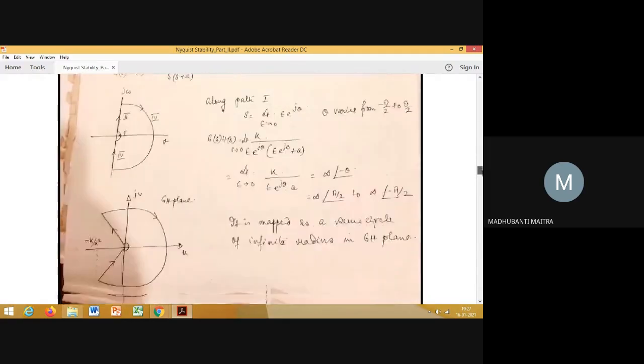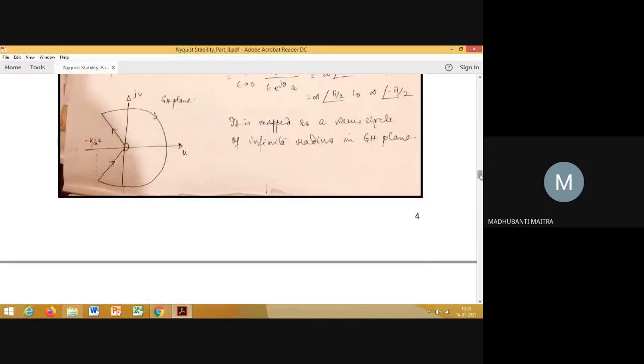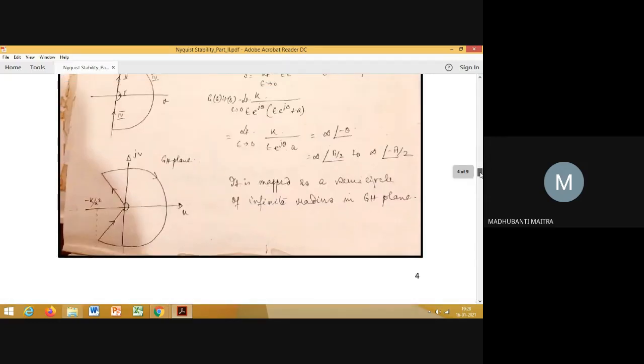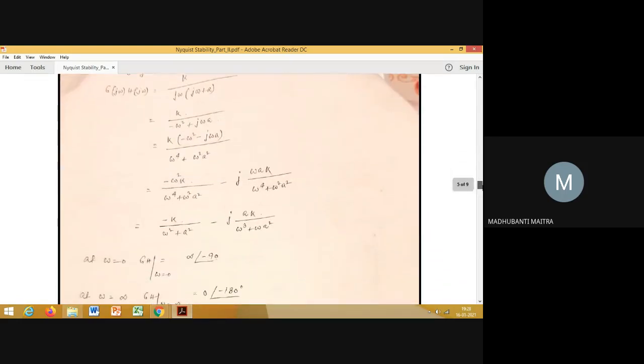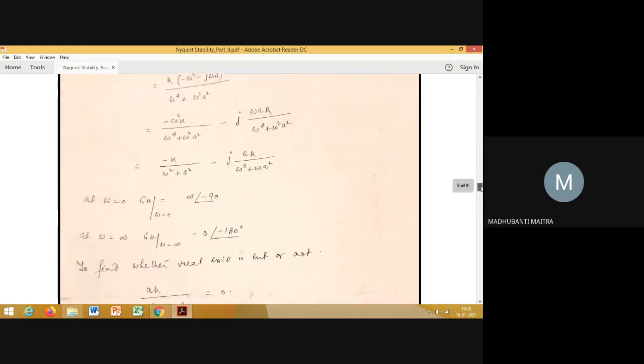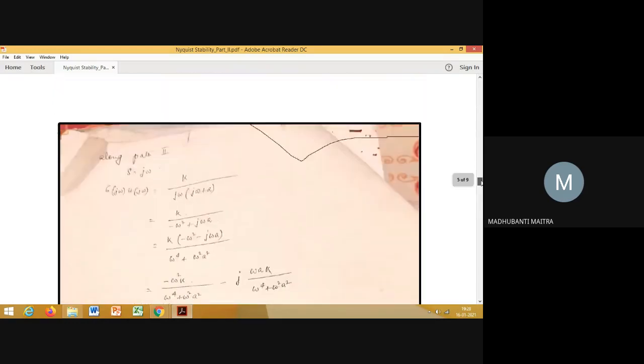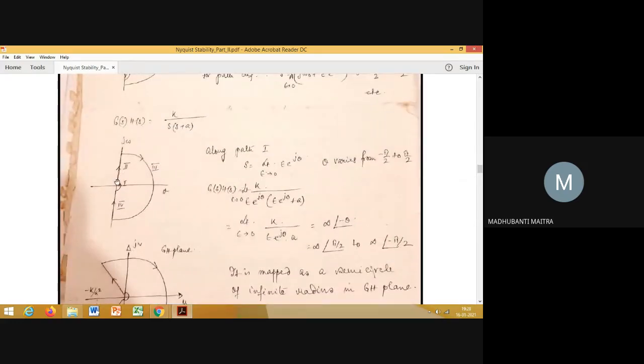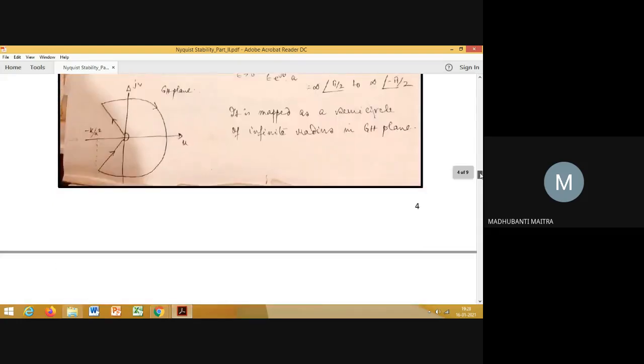But type 1 system onwards, omega value equal to 0 means infinite magnitude of GH, and when omega tends towards infinity, the magnitude of GH will converge to 0. Now, we want to find out whether the mapped version of this path actually intersects the negative real axis or not. That is very important. That's why it's better to label it as path 1, path 2, path 3, path 4. So it's really important whether this particular path actually intersects the negative real axis or not.